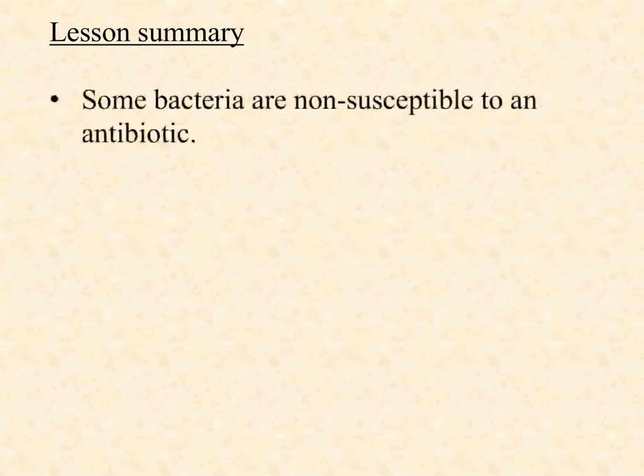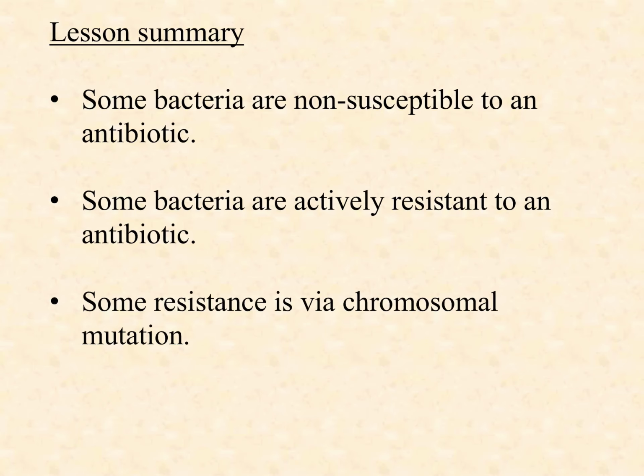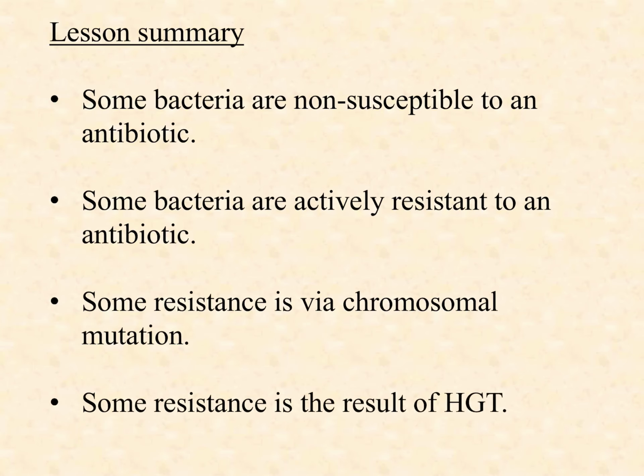Some bacteria are non-susceptible to an antibiotic. You could sort of think of it as resistant, but they're not doing anything to actively resist the antibiotic. The antibiotic just has no impact on them. Some bacteria are indeed actively resistant. That active resistance might come from chromosomal mutation that's then passed along through vertical gene transfer, or it may come from horizontal gene transfer, HGT, by way of transformation, transduction, or most commonly conjugation by way of plasmids.